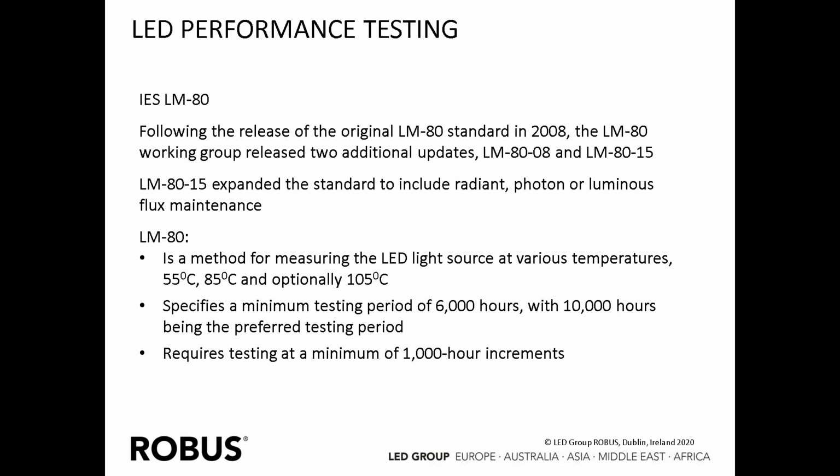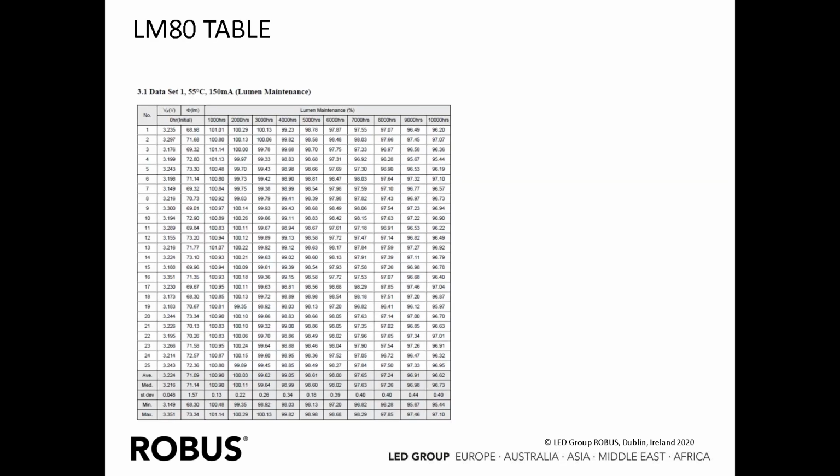It also specifies a minimum testing period of 6,000 hours, with 10,000 hours being the preferred testing period. It also requires testing and results taken at a minimum of 1,000 hour increments. And this is a typical LM-80 table that is generated. This one is for data set at 55 degrees C with 150 milliamp drive current.